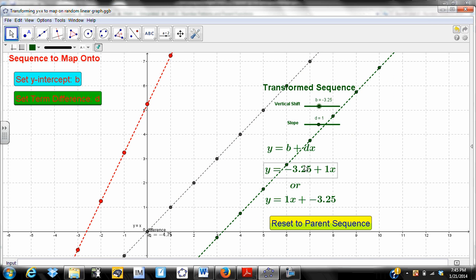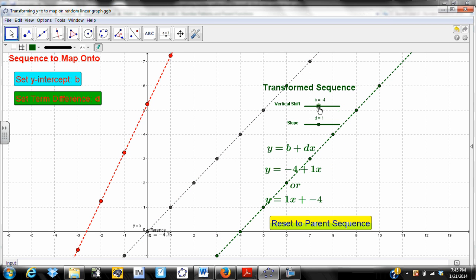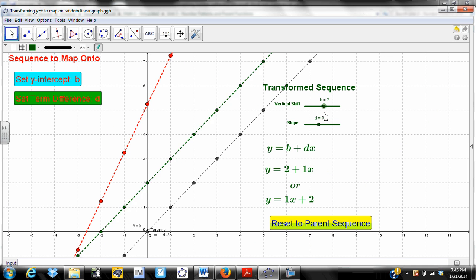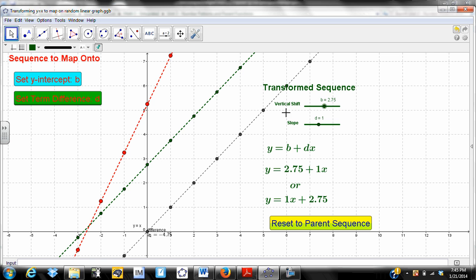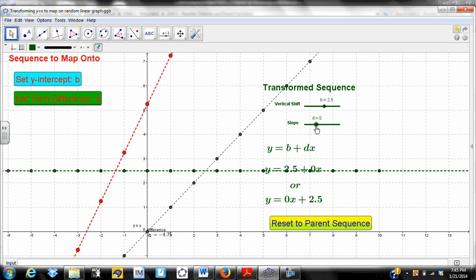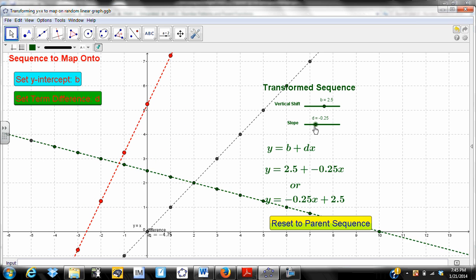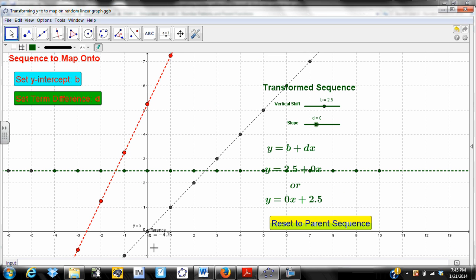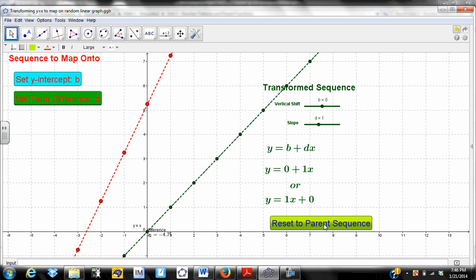Notice the equations down here are going to change as well, but we can go ahead and translate our parent function if we want. Notice there's a nice gray parent function that stays, that is our reference. We can also change the slope of our transformed parent function. And when we're done with our transformation of the parent function, we want it to go back. We have the reset to parent sequence here. So when I click that, it just sets our y-intercept to 0 and our difference back to 1.